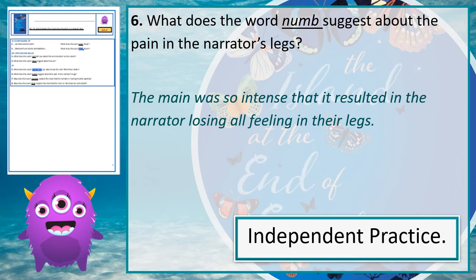Question 6. What does the word numb suggest about the pain in the narrator's legs? So, sorry about that, because that should say the pain was so intense, but actually I've done a typo. The pain was so intense that it resulted in the narrator losing all feelings in their legs. So you need to talk about the fact that numb means no feeling, and that the pain was incredible. It was massive in order for that to happen. Again, purple pen or purple font it to correct. Pause if you need. Let's move on to question 7.